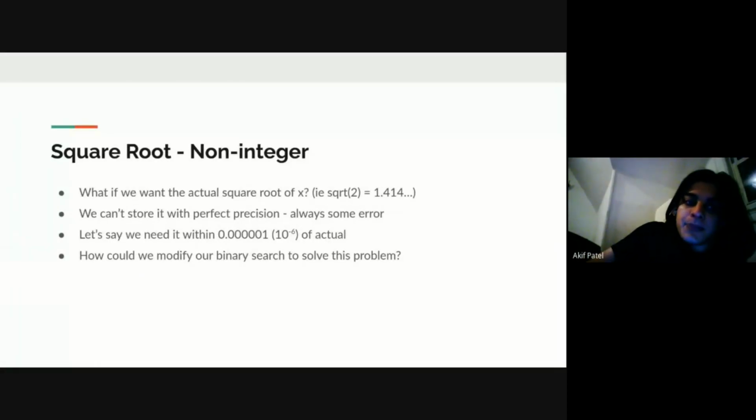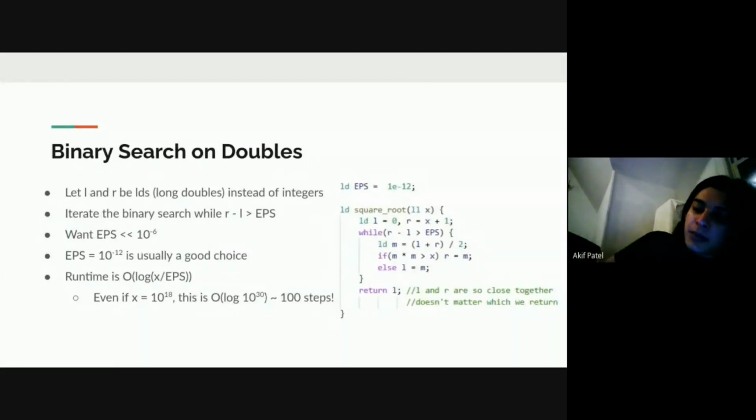So it looks very much similar, except instead of being r minus l greater than 1, we just make it some small epsilon. And we obviously also use floats, LDs here instead of LLs. So we make them floating point things, long doubles we always use instead of integers. And then we just do while r minus l is greater than epsilon.